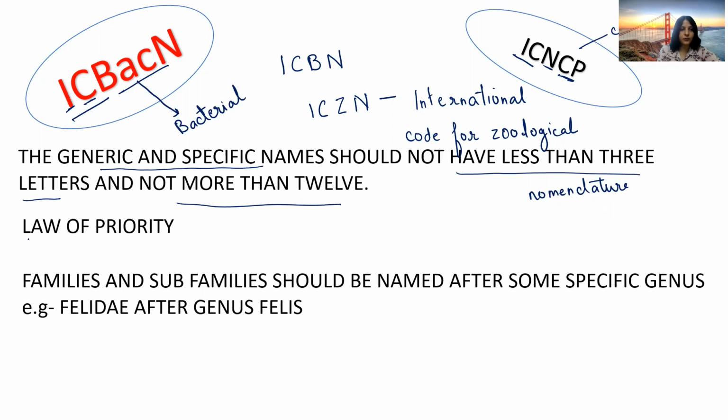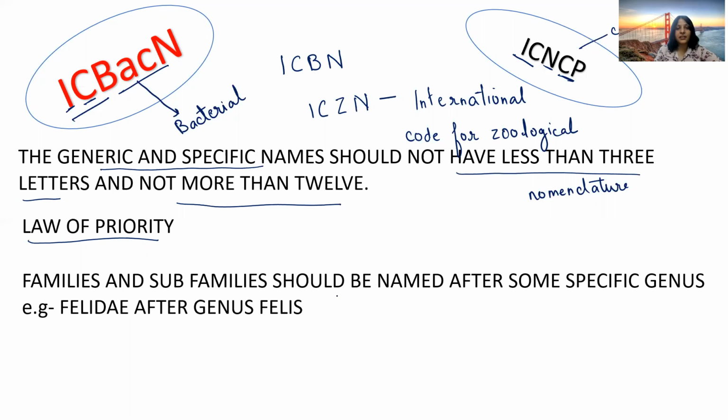Law of priority. What does the law of priority state? If two people have discovered two organisms and they have given their names for approval, the one who has given their name first will get approved. Okay, so that is the law of priority. First come, first serve basis.